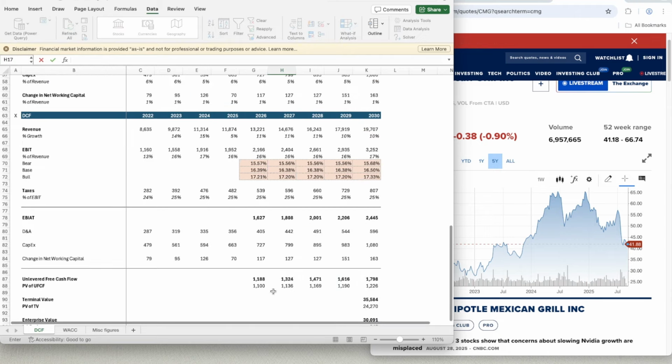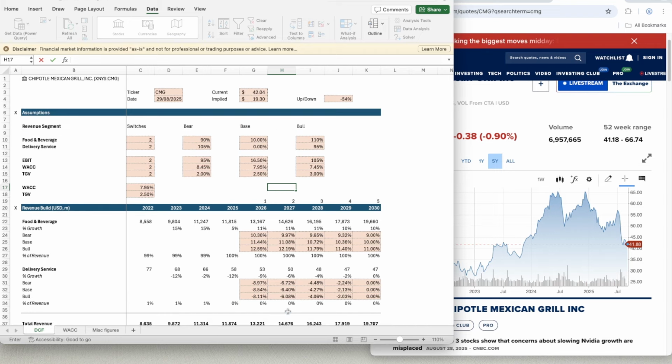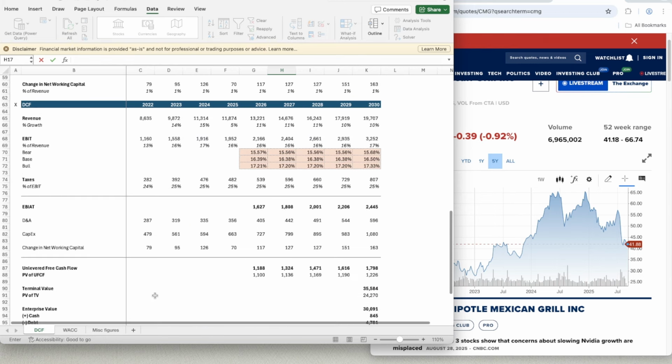Yeah, so that's it basically. That's the discounted cash flow built. With Chipotle, because it doesn't have many revenue segments and it's a predominantly US company, this wasn't too difficult to build. We will do more complex ones later, and I'll try and get better at teaching as well.